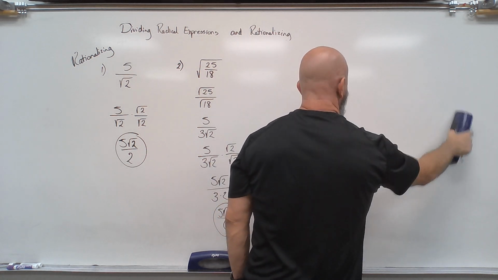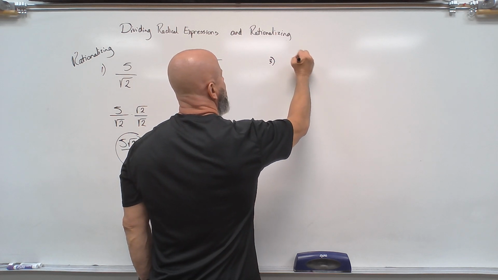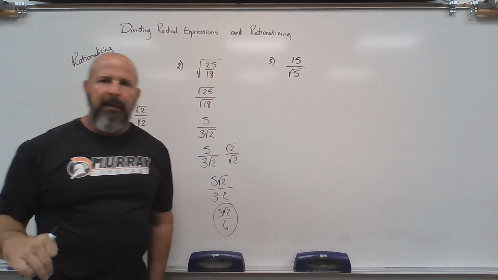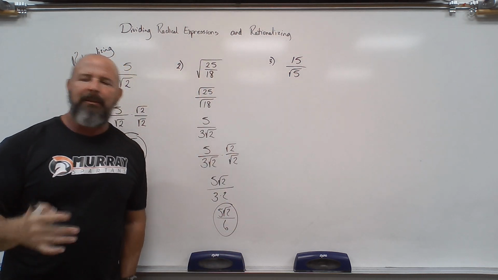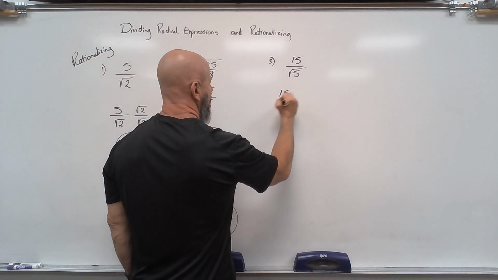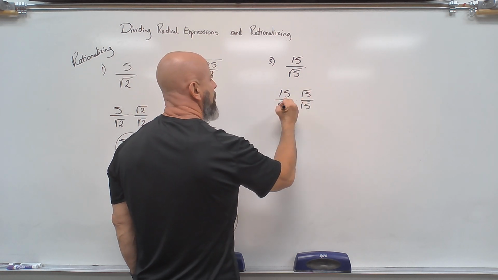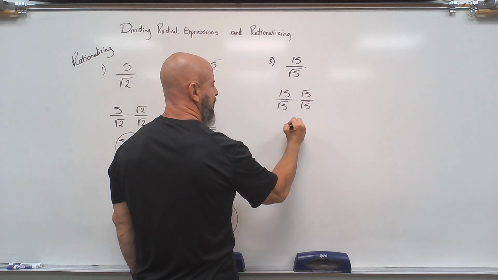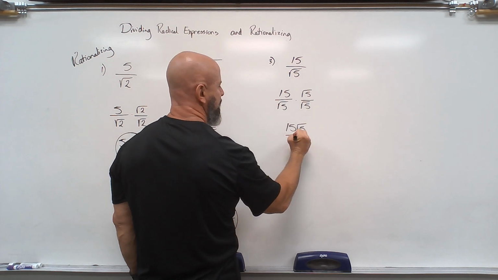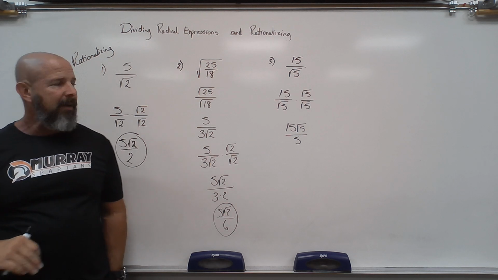So let's say I've got 15 over square root 5. Looks like I can reduce. I can't because one's inside the radical, one's not. But I need to rationalize it, so I'm going to multiply numerator and denominator by root 5. So that'd be 15 root 5. And then root 5 times root 5, that's just 5. Again, root 25, which would be 5.